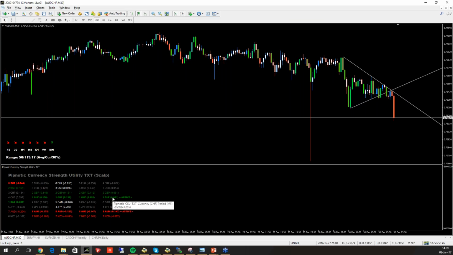So if you hold the mouse over here, this is showing us 5-minute strength information. We can see the Swiss franc is the strongest, the Australian dollar is still the weakest, and so this is looking pretty good here to be selling this currency pair.